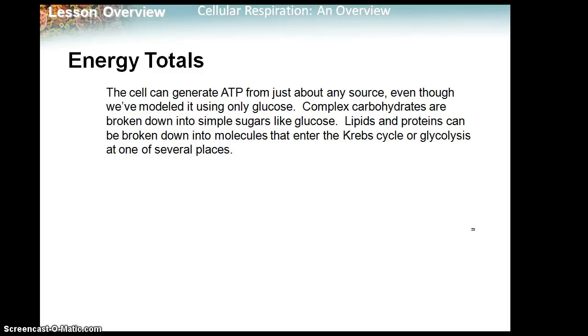Now remember, I said earlier before glycolysis that we can generate ATP from just about any source, even though we've modeled it using glucose in this example. Complex carbohydrates like glycogen and starch can be broken down into simple sugars like glucose and other things that can be used in glycolysis. Lipids and proteins can be broken down into molecules that can enter the Krebs cycle or glycolysis at one of several places. So we can use carbohydrates, lipids, and proteins as an energy source.